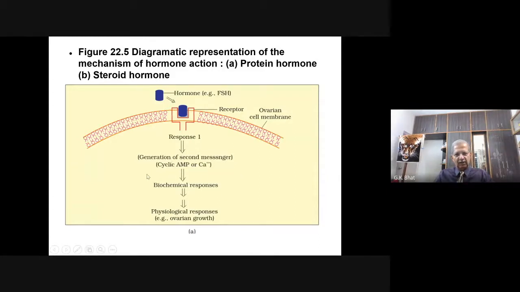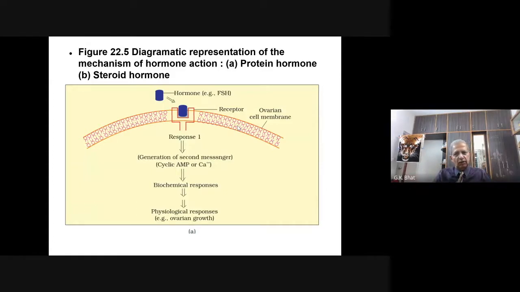Either by stimulating the biochemical process response, or if it is not a membrane-bound hormone, if it is a nuclear hormone, it comes to the nucleus and makes the replication take place inside the nucleus, and the replication results in the formation of mRNA.